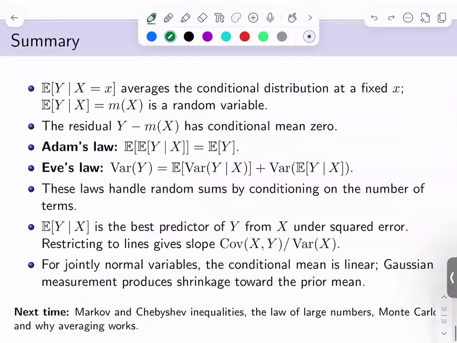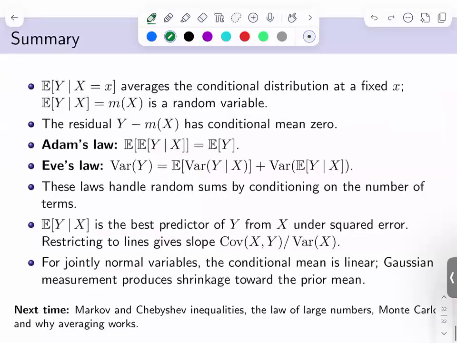Okay, so we talked about conditional expectation as a random variable. This is important. And then we talked about the fact that the residual has conditional mean 0, and this is a foundational observation. Everything follows from that. We talked about Adam's law, Eve's law, which is a decomposition of the variance idea. We talked about basically mixture models, if you remember. We talked about the fact that this is the best linear predictor, and the case where you have jointly normal variables, in which the best predictor and the best linear predictor match.